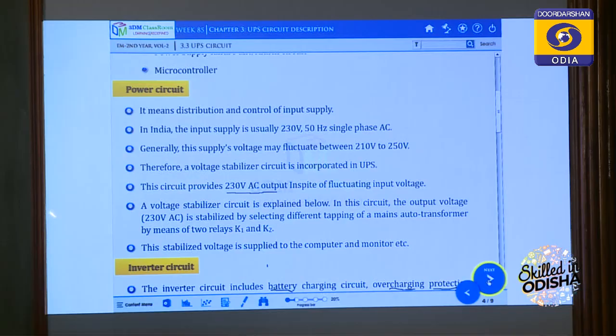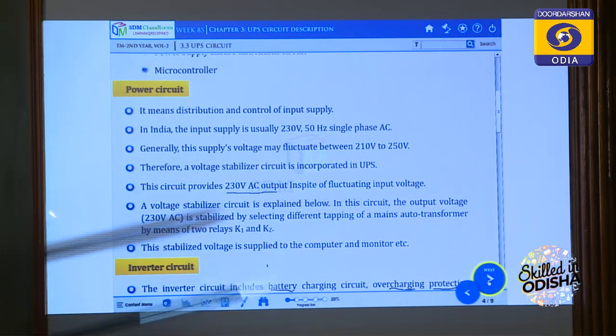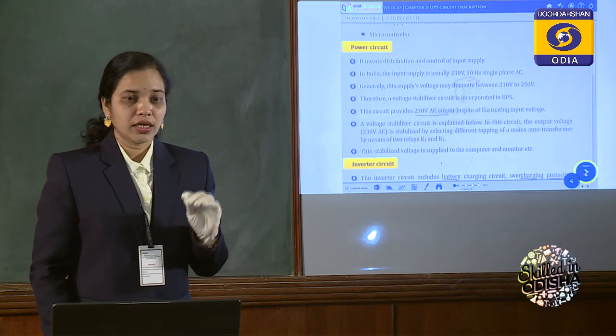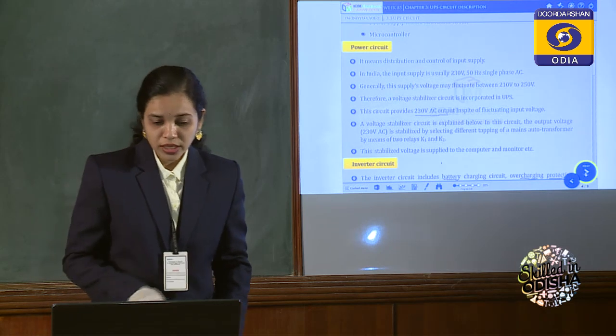The power circuit is the input power supply we give to the UPS. Generally a 230 volt, 50 hertz AC supply is given as input to the power circuit, and that power is generally fed to an auto transformer, by which we can vary and control the required amount of the input power.